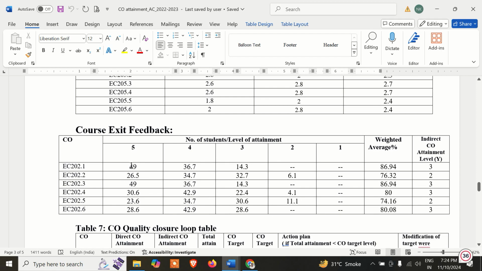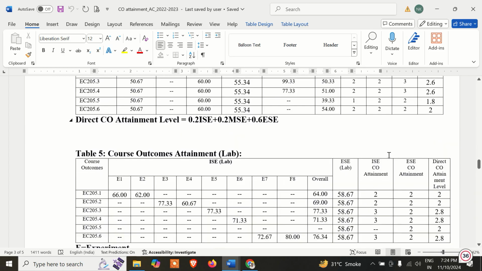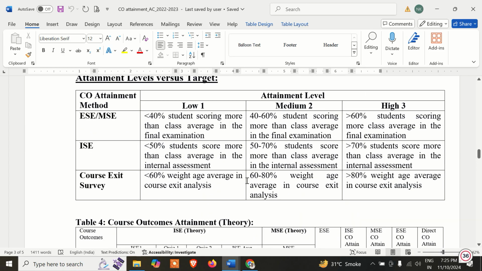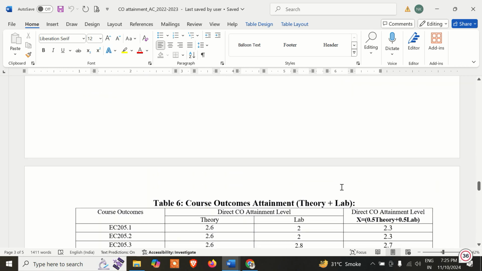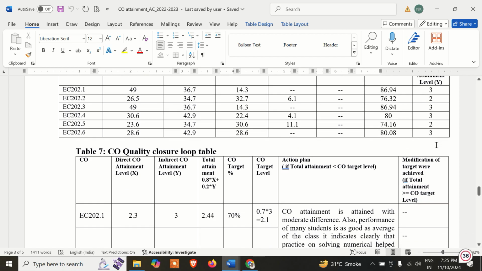Then it comes to the feedback, the course exit feedback at the end of the semester. On a scale of 5 for every course outcome, see how many students have given what on the scale of 5. Accordingly, find out the weighted average. Again, convert it into my attainment level, which is an indirect attainment level, which has a different scaling here. My course exit has a different scale. So once you fit it into the indirect CO attainment level, I call that the Y component.